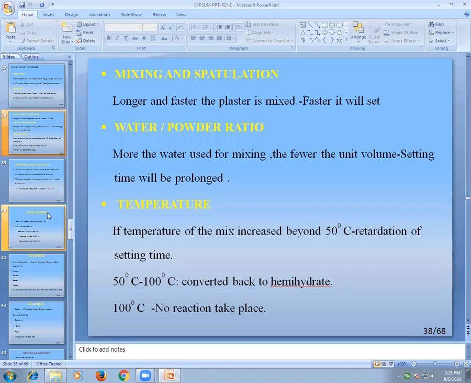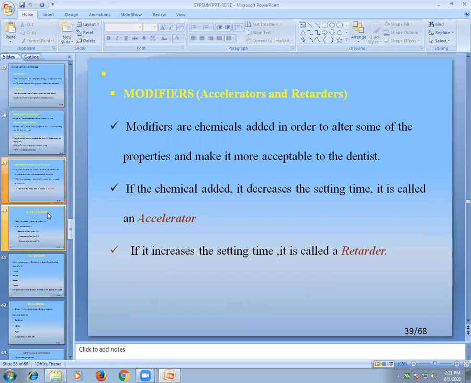So temperature. If the temperature of the mix increases beyond 50 degrees Celsius, retardation of the setting time occurs. So when we increase the temperature, the retardation of the setting occurs. So 50 degrees Celsius to 100 degrees Celsius, it converts back to the hemihydrate. And when it is up to 100 degrees Celsius, there is no reaction that takes place.